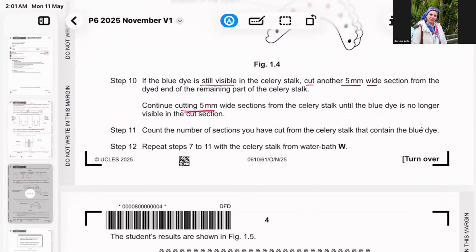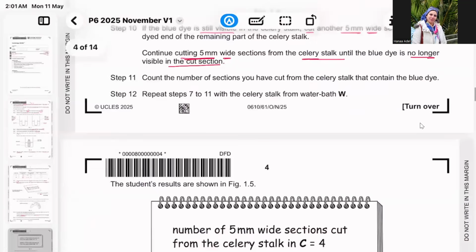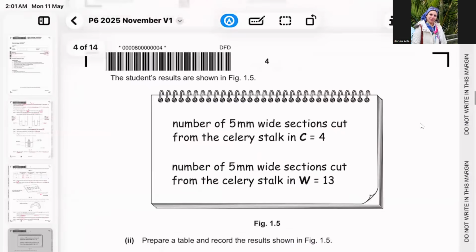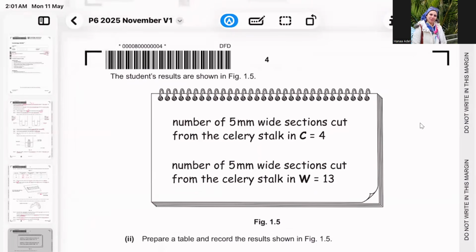Continue cutting 5 millimeter wide sections from the celery stalk until the blue dye is no longer visible in the cut section. Count the number of sections you have cut from the celery stalk that contain the blue dye, and repeat steps 7 to 11 with a warm water bath. The student's results are shown in this figure. In front of us, the number of 5 millimeter wide sections cut from celery stalk C is 4, and from celery stalk W, the warm water, is 13.